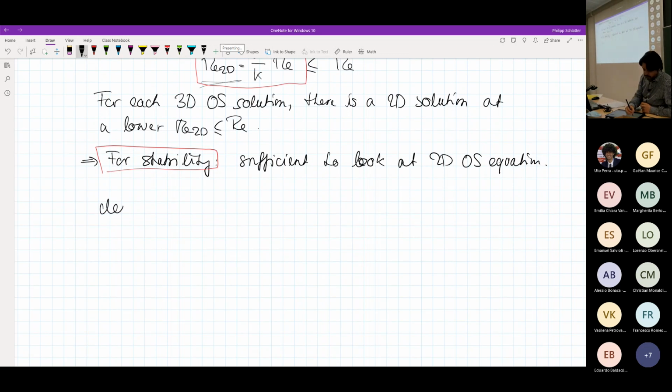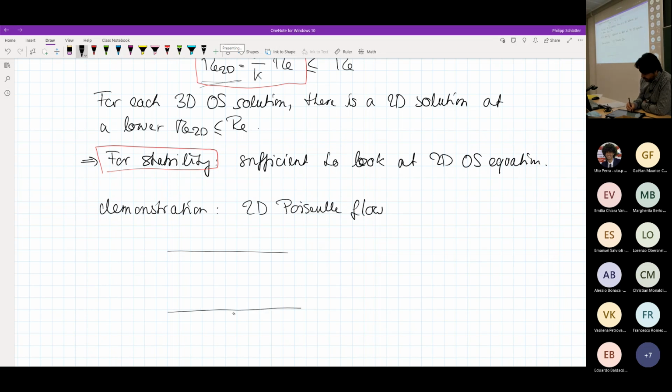Now I would like to demonstrate that. I'd like to make a demonstration of this on the example of a 2D Poiseuille flow. So a 2D plane channel flow. Really the first example that we did together, the parabola in a channel. I would now like to look at the stability of that problem. So we think back, it looked like this.